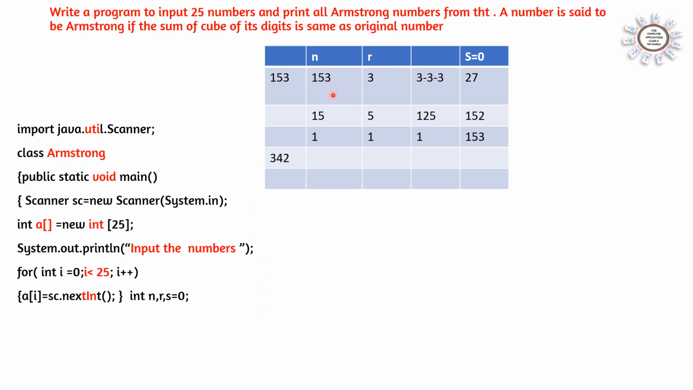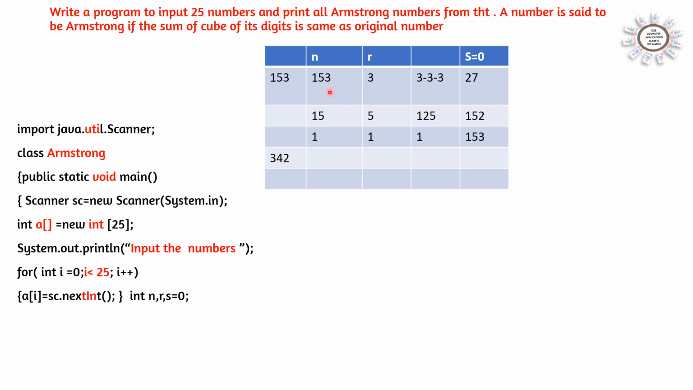So we are storing it here, and now we have to separate the digits and then find the cube of each digit. That means we have to separate the digits of 153, which are 3, 5 and 1. We have to separate the digits, find the cube of each digit, and then total and check if the original number and the total are the same. So how can we separate? Divide the number by 10. The remainder will be the digit, and then take the quotient. It will go till n is greater than 0.